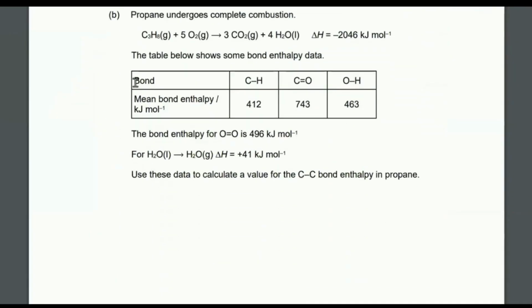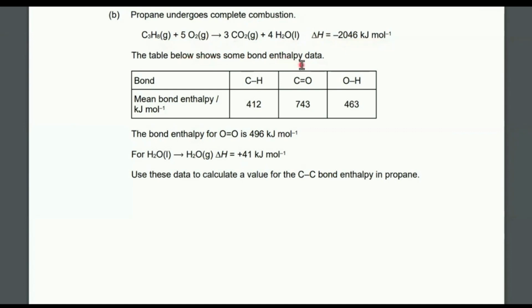Right, now we've got a little bond enthalpy one, which is always nice. So let's go through this one. Propane undergoes complete combustion. We've got 1 molecule of propane plus 5 oxygen molecules goes to 3 carbon dioxide molecules and 4 water molecules. The enthalpy change is minus 2046 kilojoule per mole.